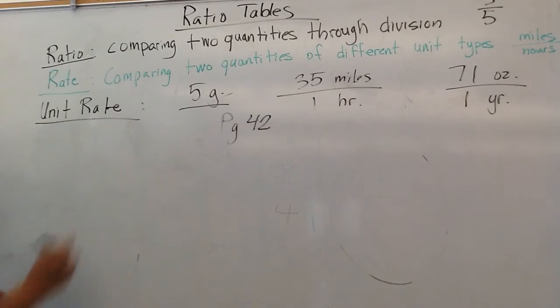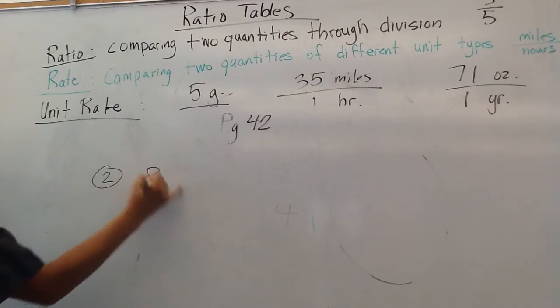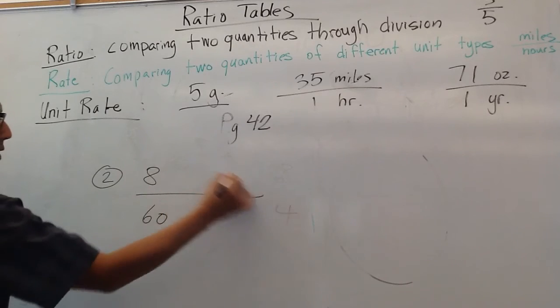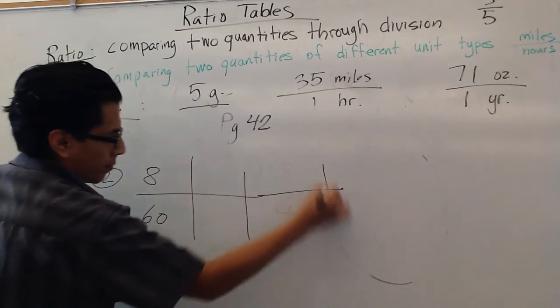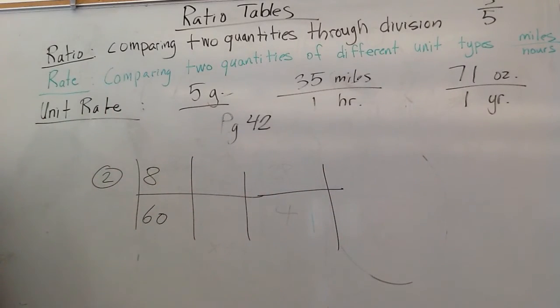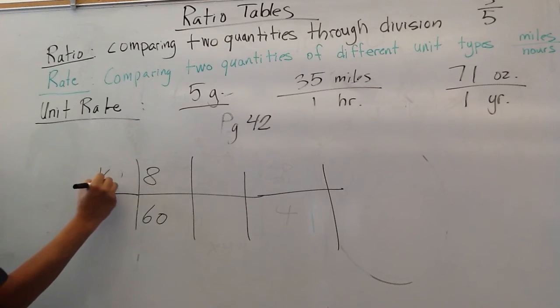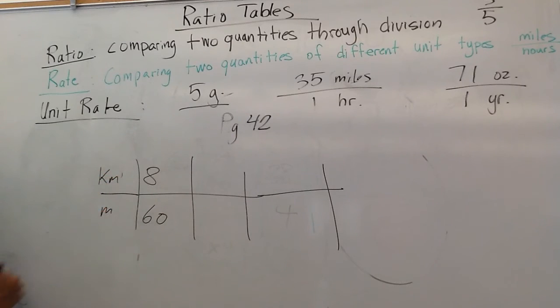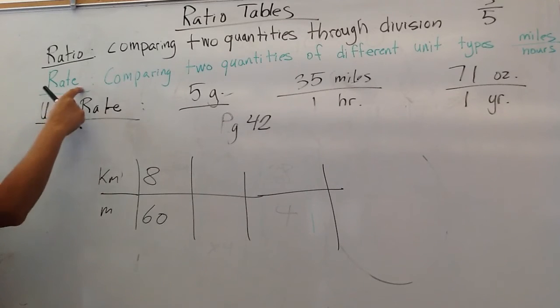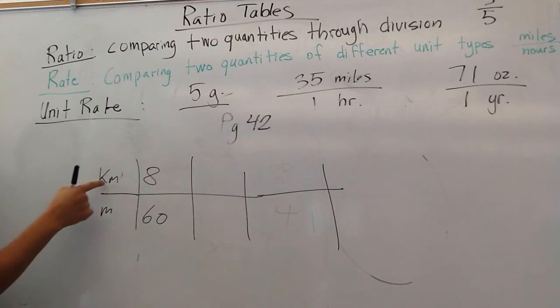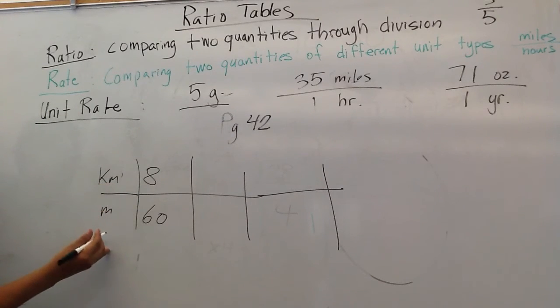Let's try number 2. Here we have 8 to 60. That's our ratio. And what are we exactly comparing? Because that's what a ratio is. We are comparing kilometers to minutes. So let's think about that. Is that a ratio or a rate? Pause and think. All right, hello? It's a rate. These are 2 different types of units. Measurement of distance and time are different.